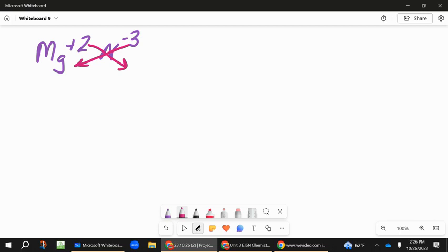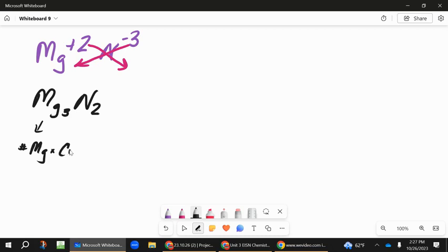Okay? So we write our formula down for this one, ladies and gentlemen, Mg3N2. That is our formula. Now, again, it has a total charge of 0. Why? Well, we take the number of magnesiums times the charge of each. So the number of magnesiums here is 3. The charge on each is a +2. That means that the total charge is a +6.